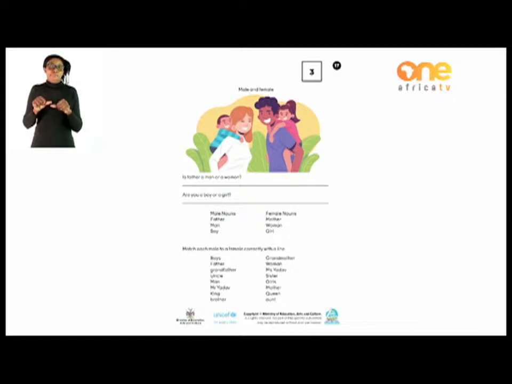Let's continue with the next part, and that is our nouns. Can you remember what is nouns? Nouns identifies people, places, or things. I'm going to repeat myself. A noun identifies people, places, or things. Now we have male nouns and female nouns. The male nouns is father, man, boy. The female nouns are mother, woman, girl.